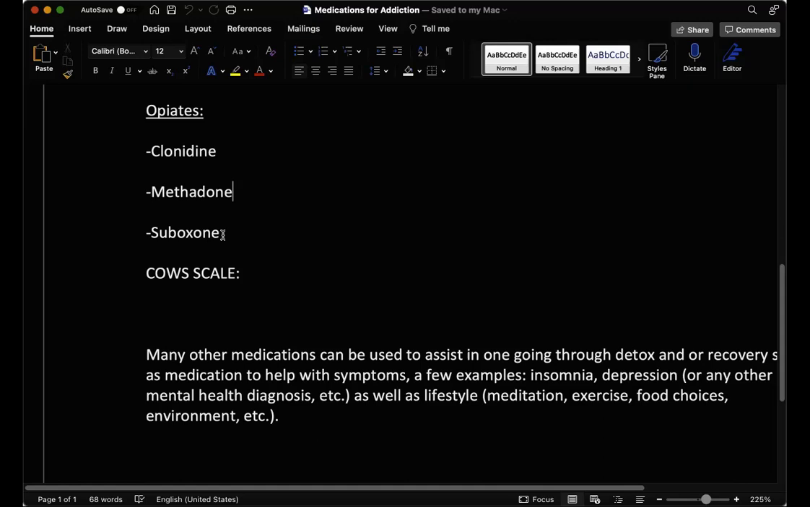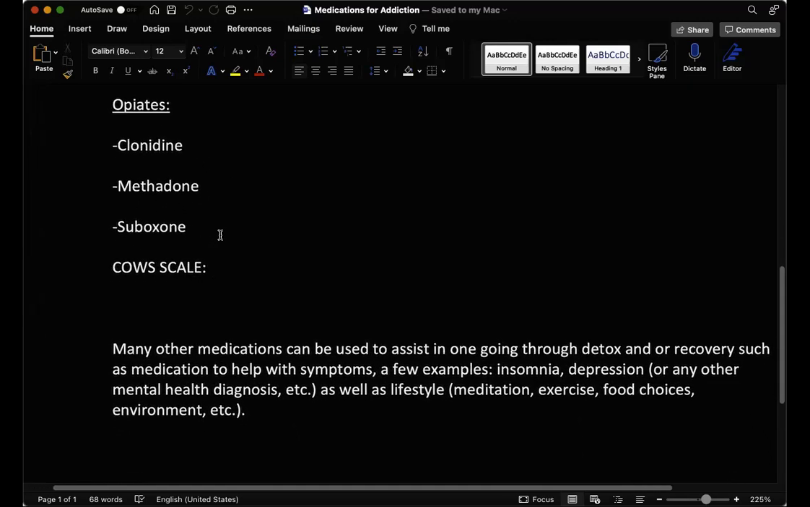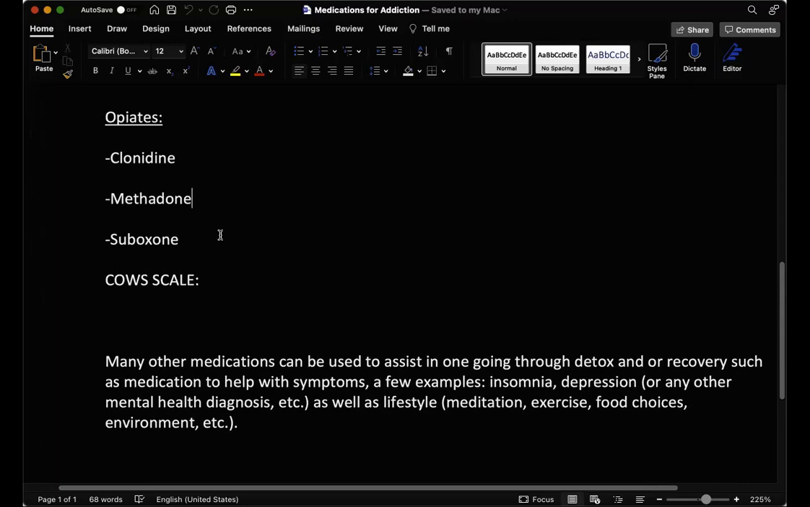As I said down here, many other medications can be used to assist one that is going through detox and or recovery, such as medications for symptoms. A few examples: insomnia, depression, or any other mental health diagnoses, especially those that come up once you stop using your drug. Because a lot of things can come up, as well as lifestyle, meditation, exercise, food choices, and environment. It's a whole thing, not just here's a pill, you're going to be better. Not everyone needs treatment, but for most people it's much more beneficial. All of these things, it's a holistic process.